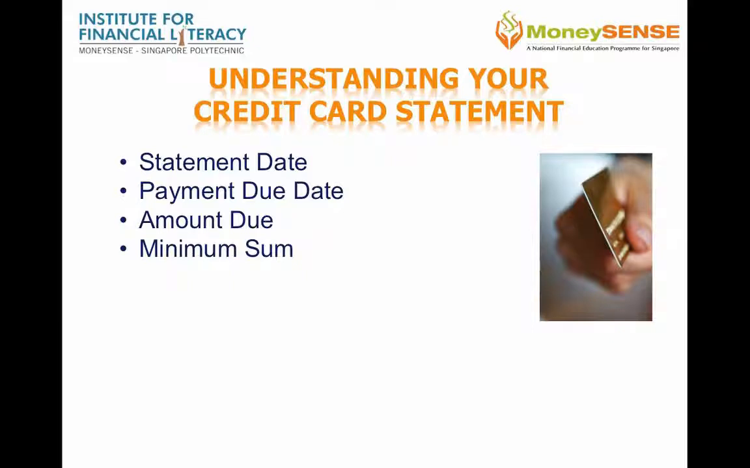Minimum sum. You can pay a minimum sum, which is usually 3 to 5% of the outstanding balance, or $50, whichever is higher. If you cannot pay the bill in full, you should at least pay the minimum sum by the payment due date and roll over the balance. Take note that when that happens, you lose your entitlement to interest-free credit for your current purchases, as well as all subsequent purchases.